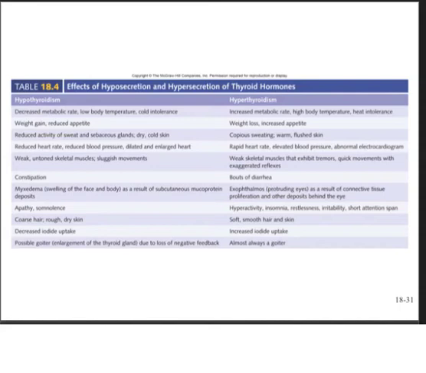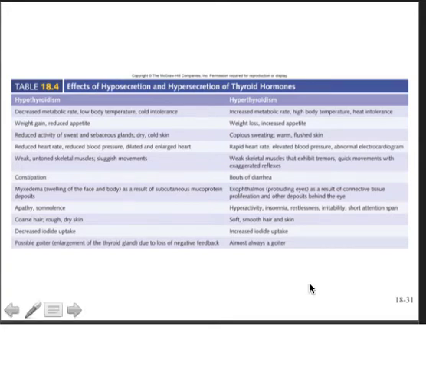Okay, picking up where we left off in Chapter 18, this is Table 18.4 in your textbook, and what it's describing for you are some of the effects of an underactive and an overactive thyroid. So just start this material and know it.